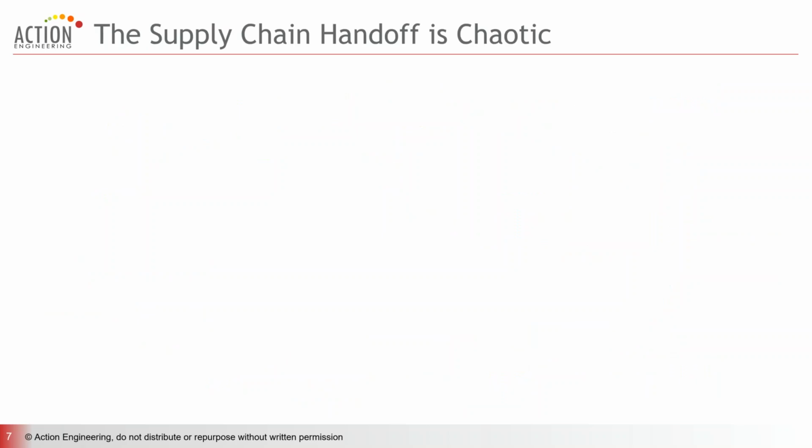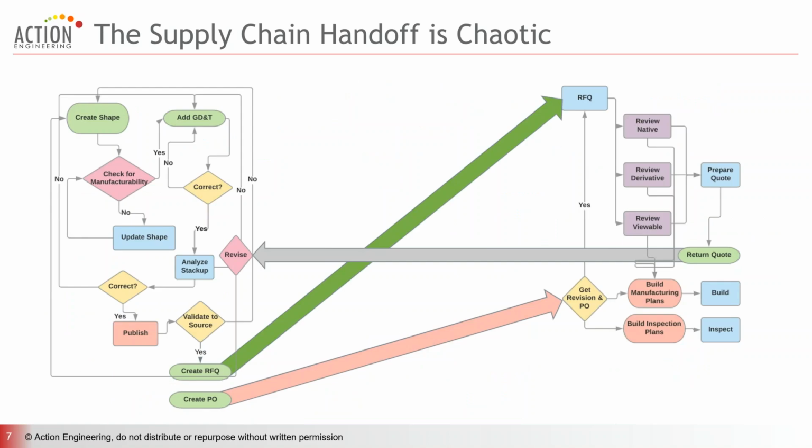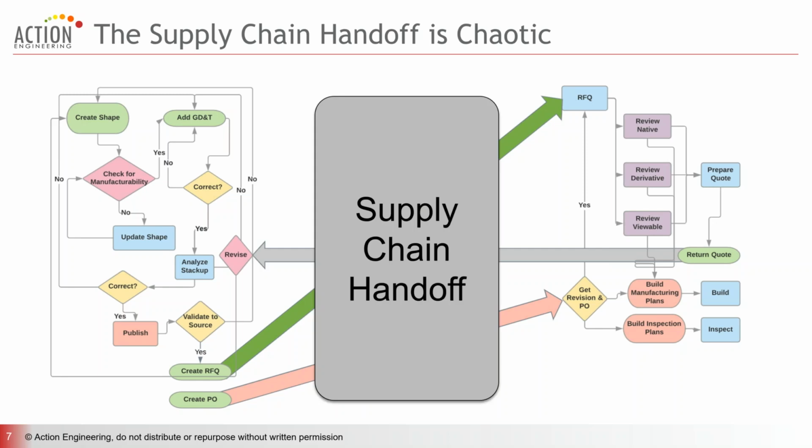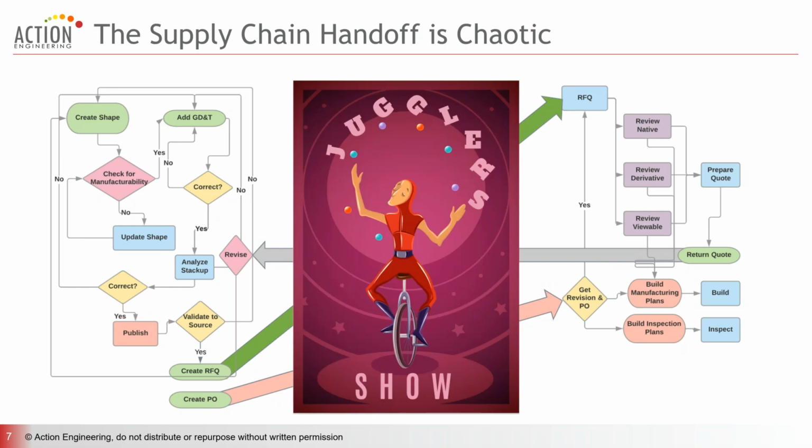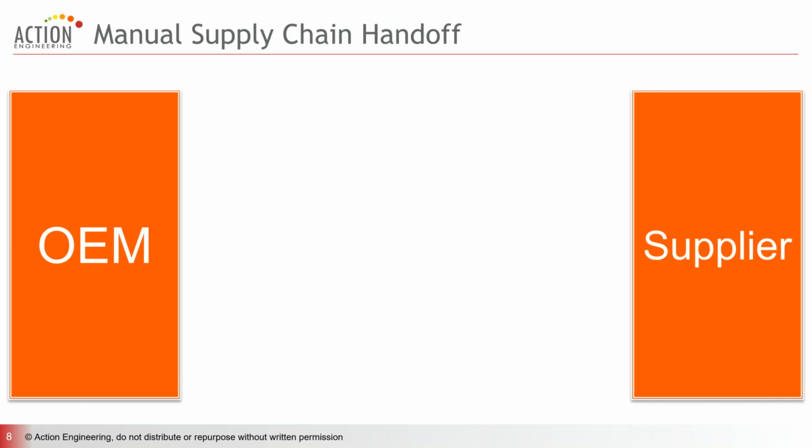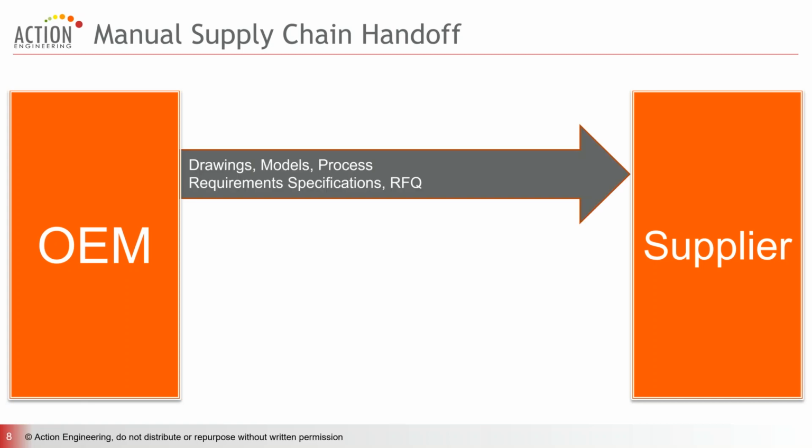So when we talk specifically about the supply chain handoff, there are a lot of processes riddled with all of that ambiguity, lack of traceability, and error proneness, and it can be rather chaotic, right? In fact, a lot of people throughout this whole ecosystem have to juggle a lot of things at one time, right? Because everything's disconnected. So there's most likely going to be some balls dropped in that whole process. So we want to look at a model-based enterprise and how do we tame this circus, right? So this manual supply chain handoff, right? Today, there are drawings, models, process requirements, specifications, RFQs, a lot of documents and artifacts that are passed off manually, whether it be through email or supplier portals.